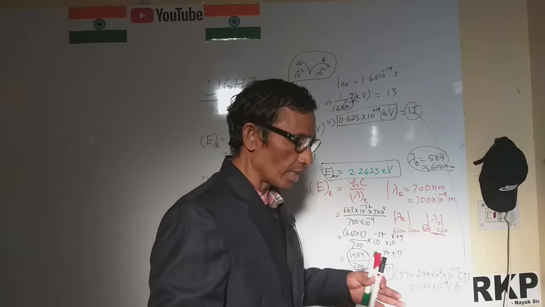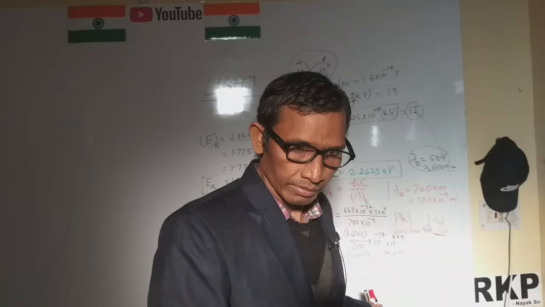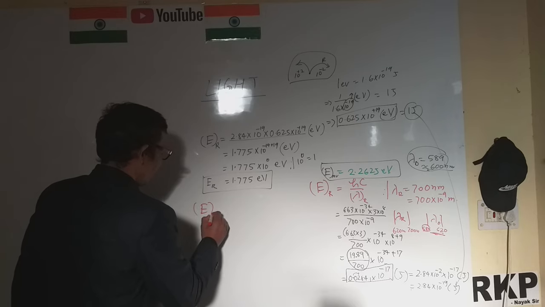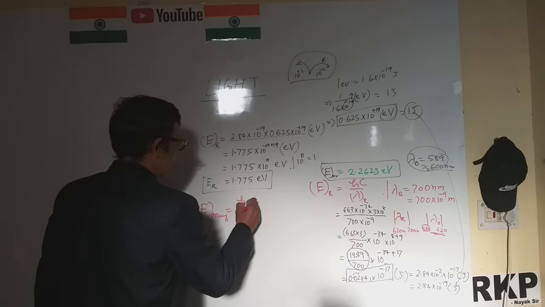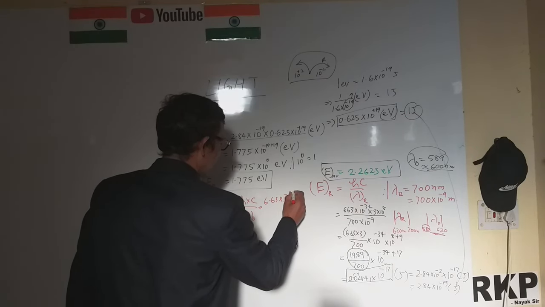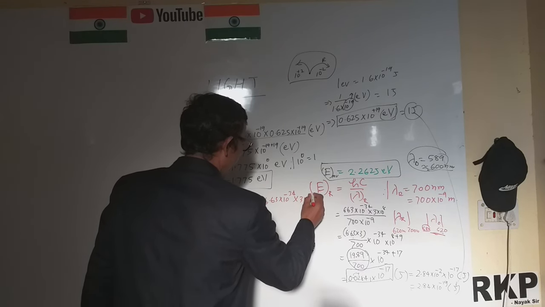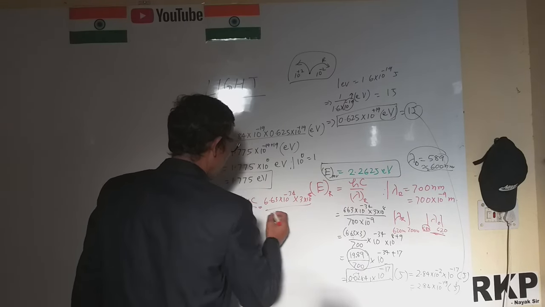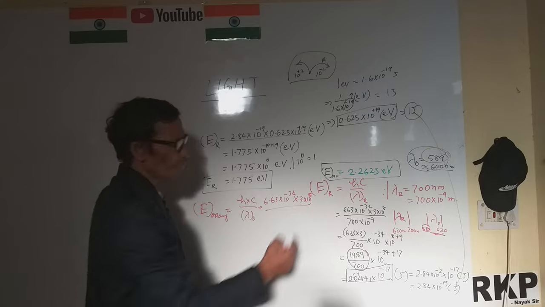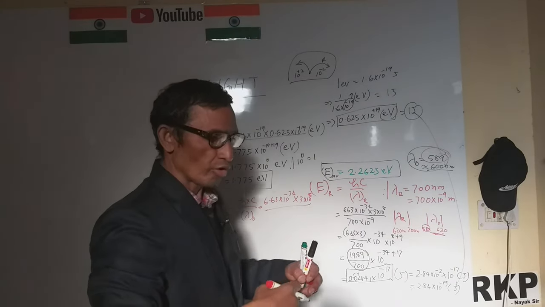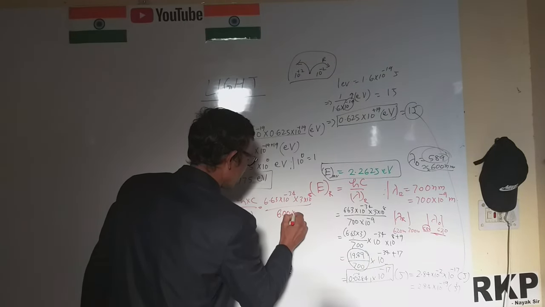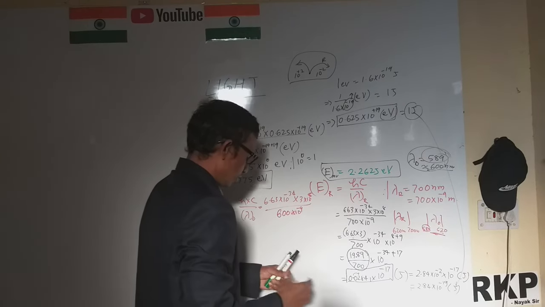So there is something different than the morning season. Here, in the same way, we can find the energy of orange, that is h into c by lambda of orange, that is 6.63 into 10 to the power minus 34 into 3 into 10 to the power 8. And orange is approximately equal to 600 nanometer, that is 10 to the power minus 9. We calculate this.